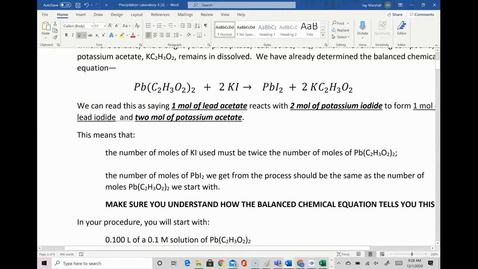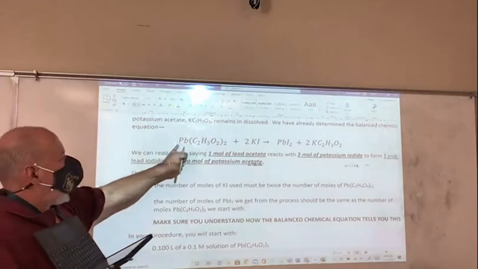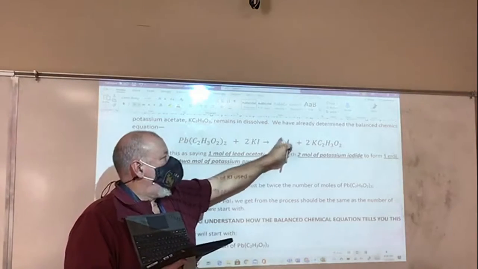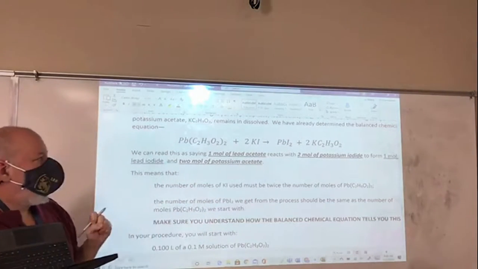Okay, let's go back to our balanced chemical equation. Right, gram formula. But we've already actually done this. If I know the number of moles of lead acetate that I started with, don't I also know the number of moles of lead iodide that I'm supposed to get? Okay, so we can say get moles expected.